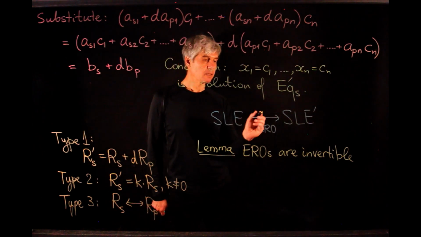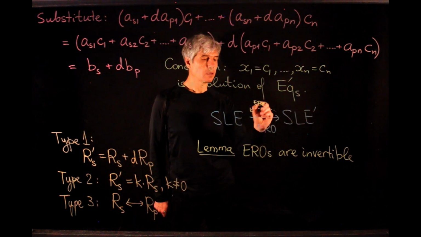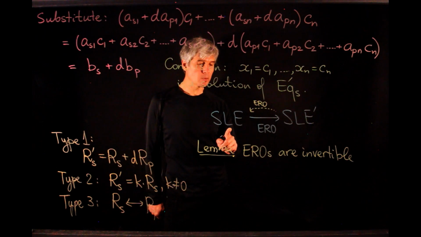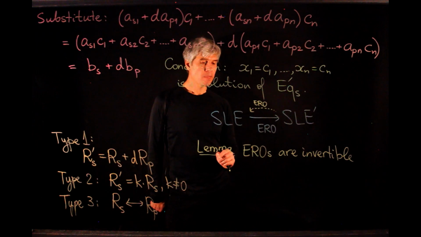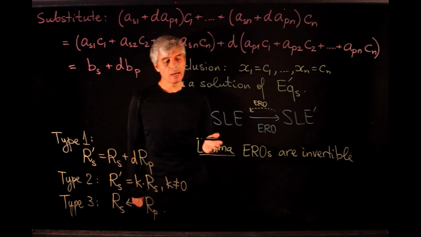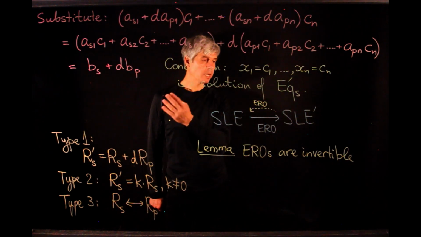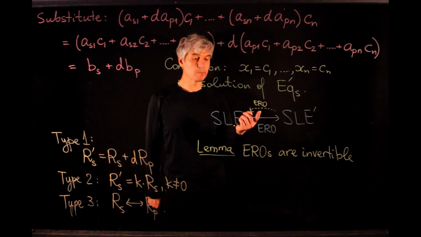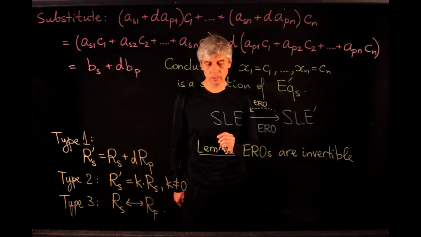So this means that there is a second elementary row operation that will allow us to get the old system of linear equations from the new one. So if we prove this lemma, then we can just apply our first lemma to this situation in reverse. So by our first lemma, we will conclude that every solution of the new system is a solution of the old system, because the old system is obtained from the new system by one elementary row operation.